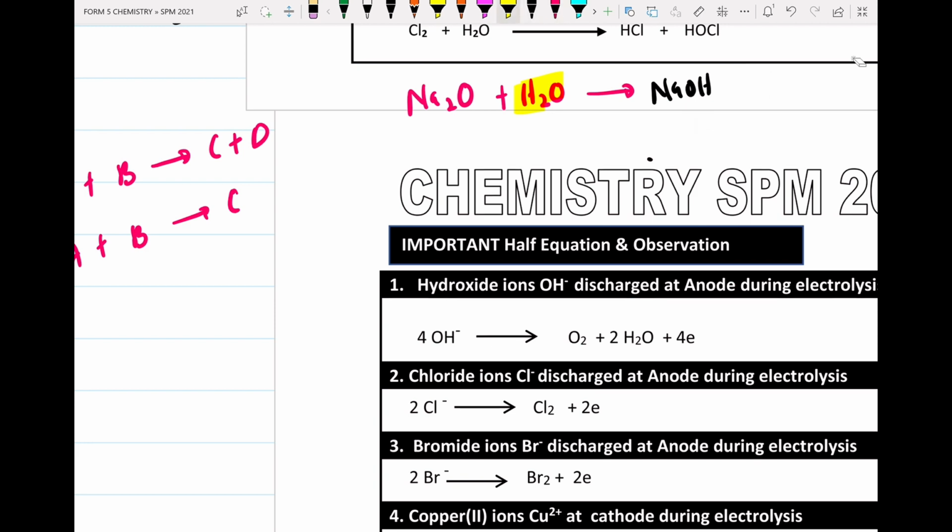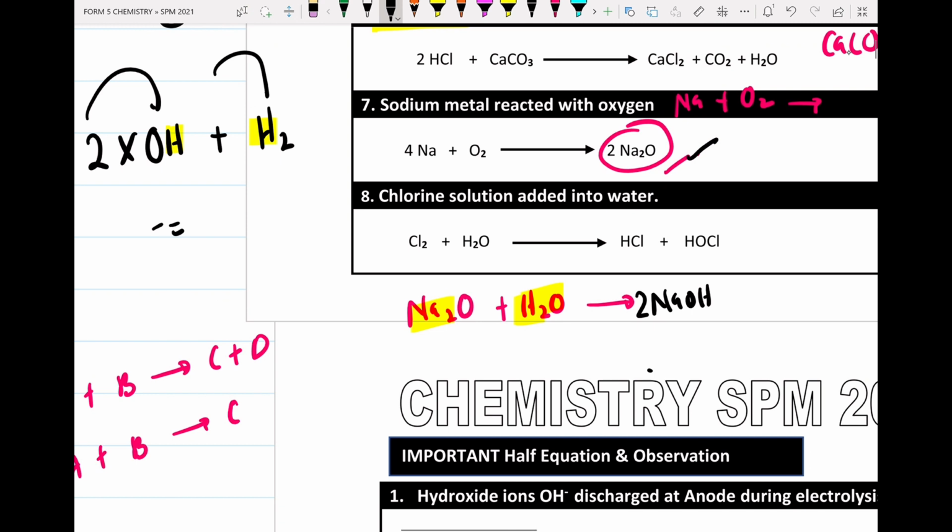So next, balance the equation. Sodium 2, so I put here sodium 2. The equation is balanced. So check this one and also this one. Next one, question or equation number 8, halogen react with water.